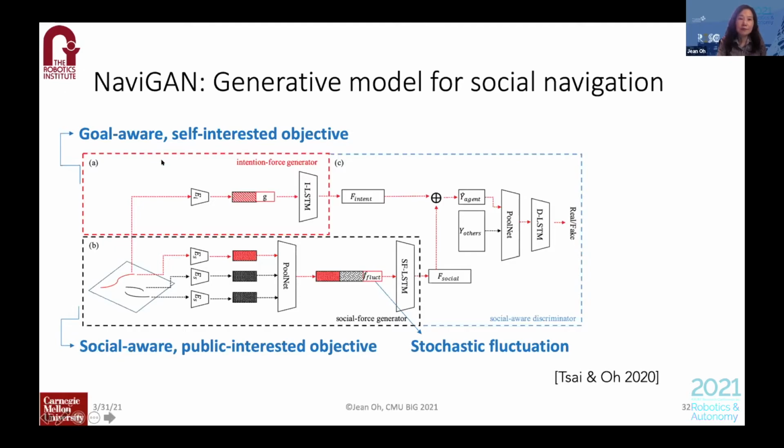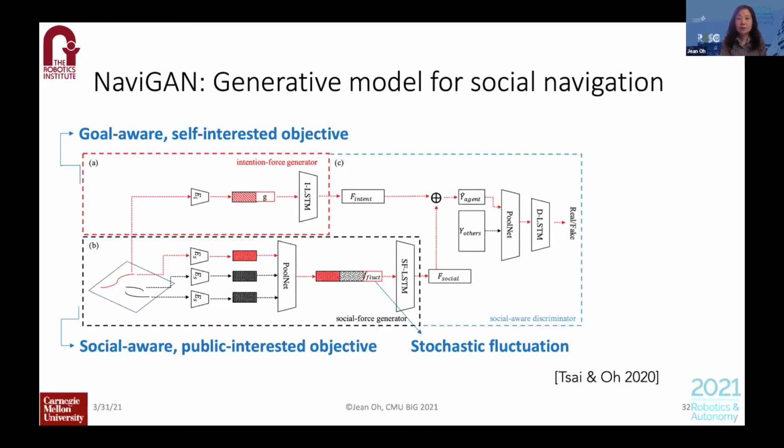So that is modeled here as an intention force. So there is an intention to reach the goal. And then there is social compliance. At the same time, we want the robot to be socially compliant and safe around people. So this part B, the socially aware and public-interested objective, is modeled as a social force. And then there are some natural stochastic fluctuations, which were included in the original theory of social force.